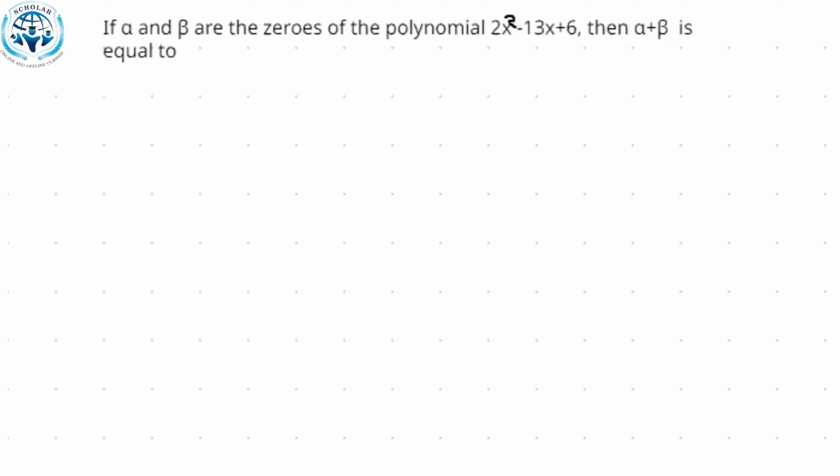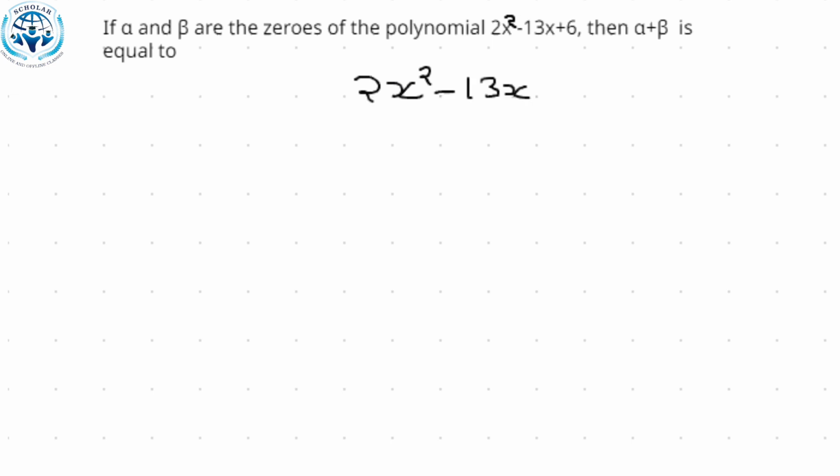If alpha and beta are the zeros of the polynomial 2x square minus 13x plus 6, then alpha plus beta is equal to? Alpha and beta are the zeros of the given polynomial. The difficulty level of the question is low. That means the question is very easy. If you know the relation between coefficient and the zeros, you will be able to solve the question very easily.